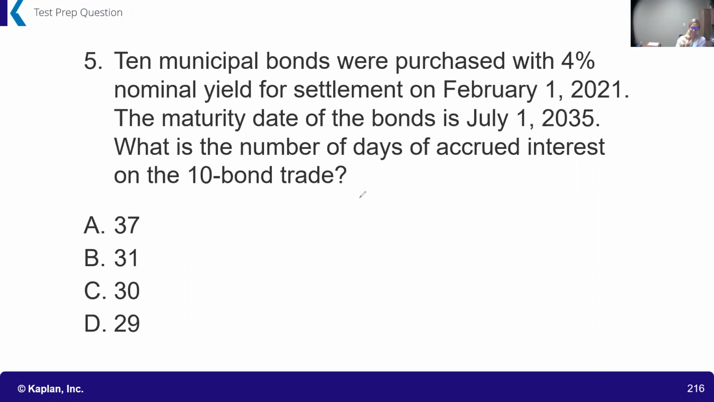We're going through her list, and she had accrued interest calculation, and thought that would be helpful for you guys as well. So here is 10 municipal bonds purchased with 4%. And we agreed, both of us, that this is kind of a low probability question, but every once in a while somebody tells me they see it.